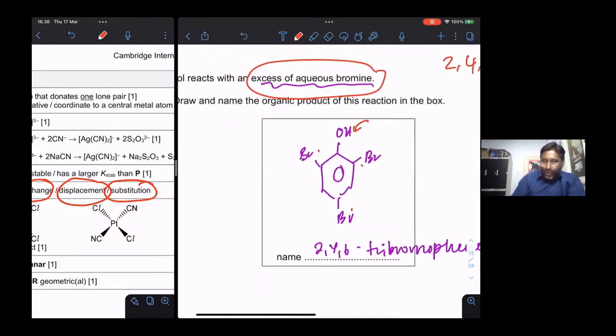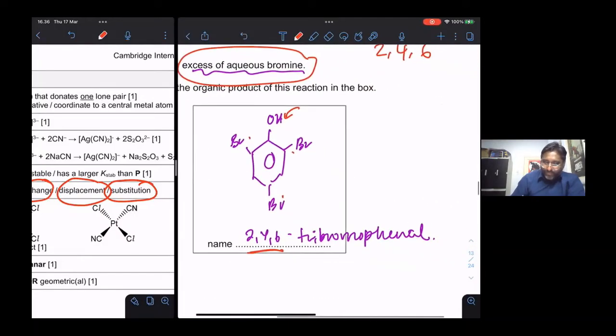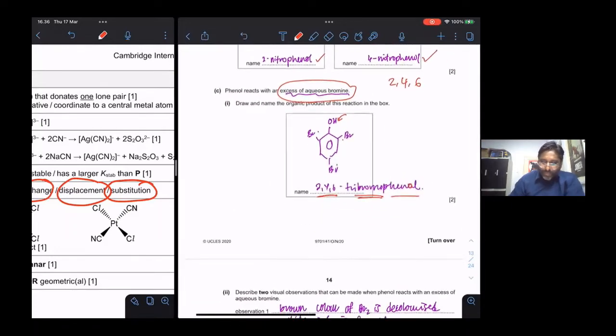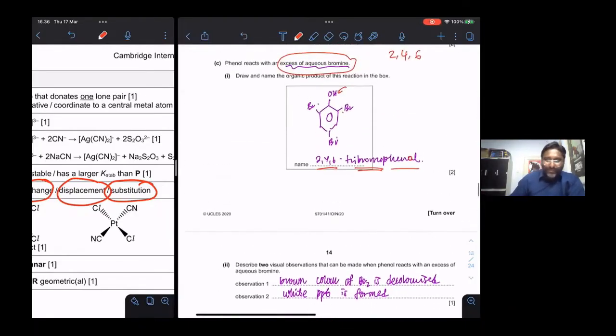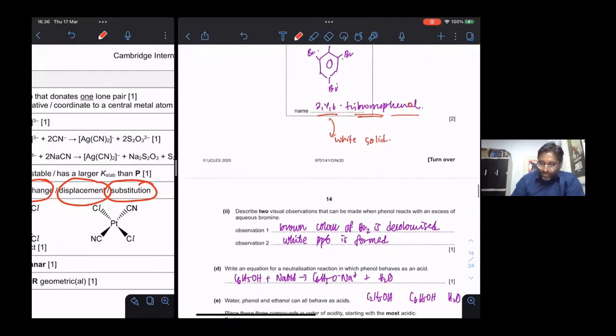Okay, and you are going to get 2,4,6-tribromophenol. Yeah, so that's going to be the name. Yeah, the next part, describe 2 visual observations. This is very popular. When you have 2,4,6-tribromophenol, please remember this is a white crystalline solid. Yeah, white solid. Okay, so a white precipitate is going to be formed.